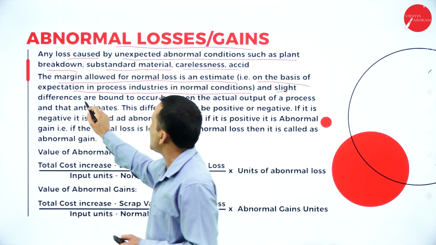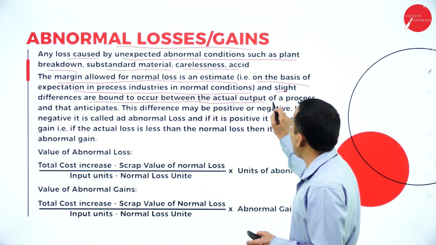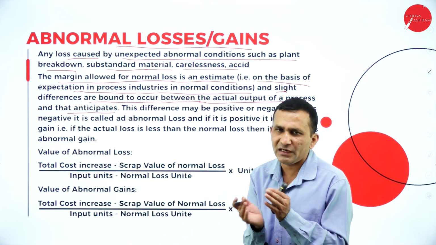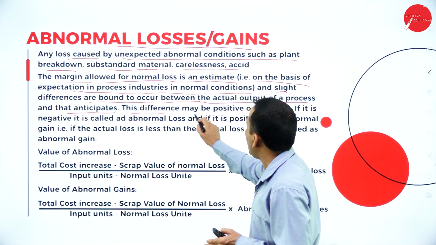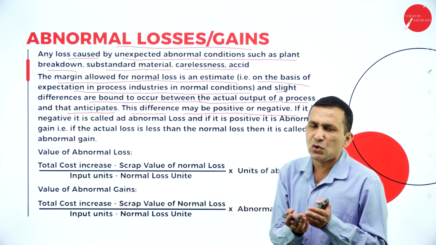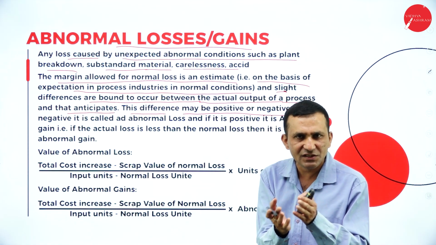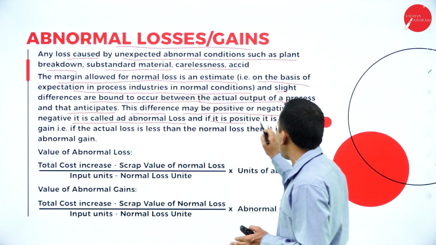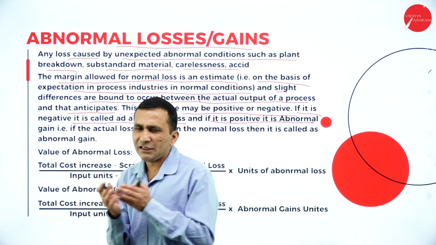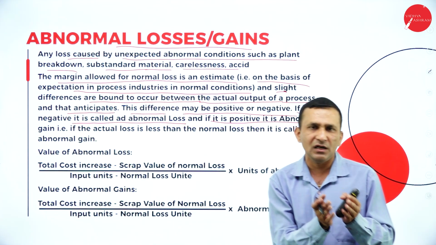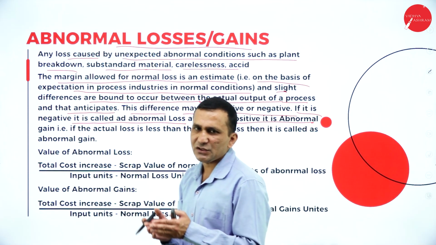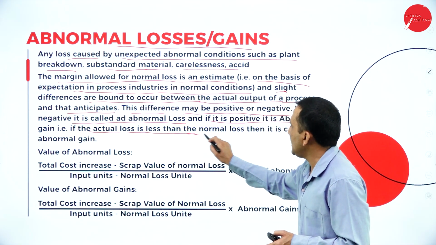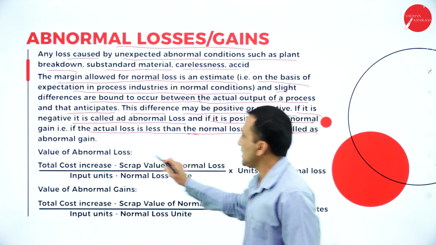A slight difference is bound to occur between the actual output of a process and the anticipated output. So we need to identify the difference value. This difference may be positive or negative. Positive means no doubt we are getting a gain, and negative means a loss. If it is negative, it is called abnormal loss. If it is positive, it is an abnormal gain. If we get a debit side difference, no doubt it is an abnormal gain. When we get a credit side difference, it means we have an abnormal loss. If the actual loss is less than the normal loss, then it is called an abnormal gain.